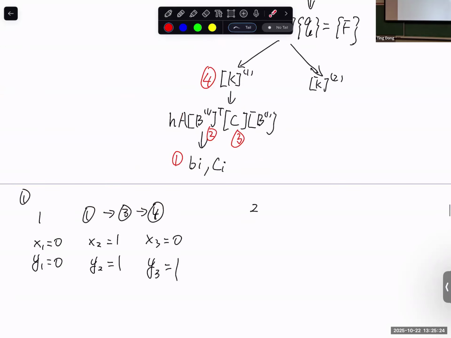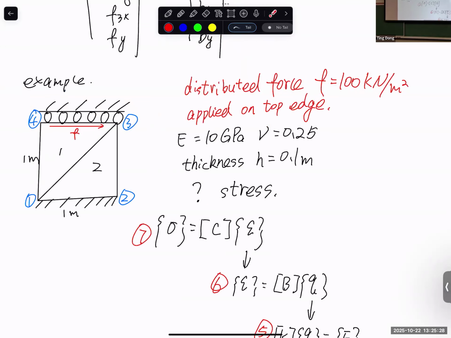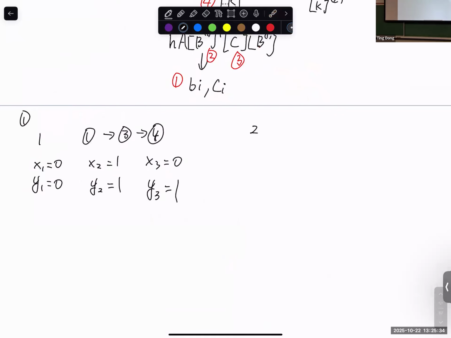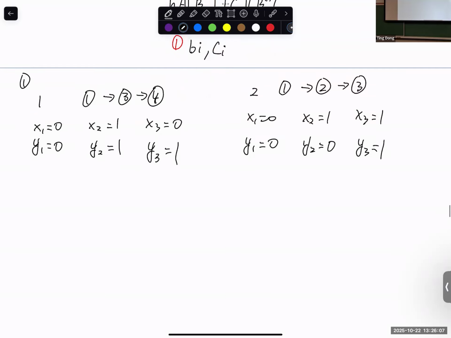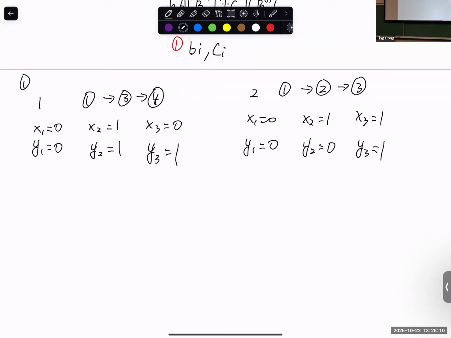And for element 2, again, the first node can start from anywhere, and it has to be counterclockwise. So let's make it just 1 to 2 to 3, less confusing for you guys. So we have x1, y1, x2, y2 equal to 0, x3, y3 equal to 1. Now with all the coordinates, we can calculate all the B and C for each element.